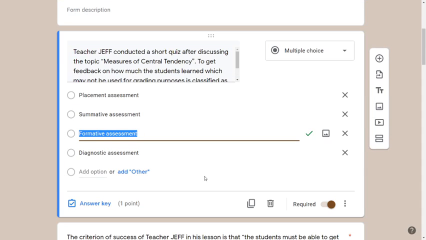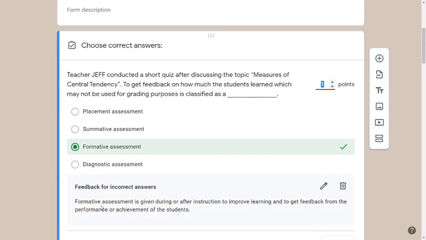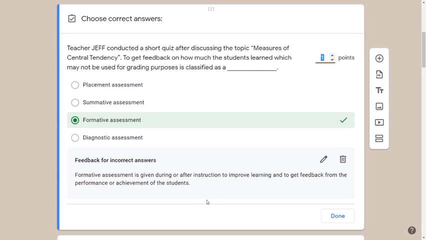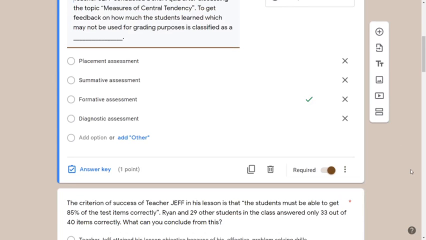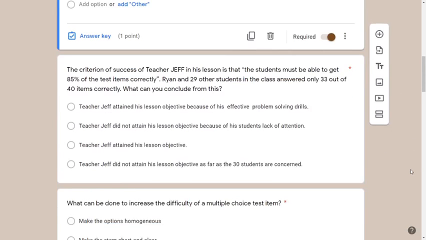Okay, so the answer for this question is formative assessment. And by definition, formative assessment is given during or after instruction to improve learning and to get feedback from the performance or achievement of the students. So that's the reason why it's formative. Okay, now let's move on to our second question.